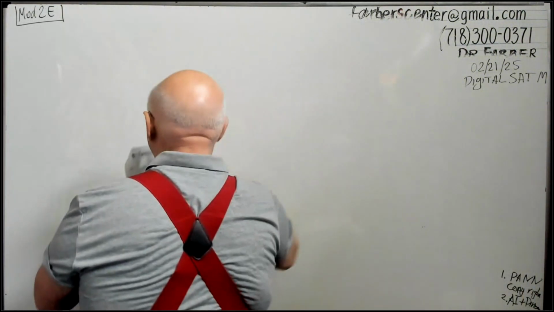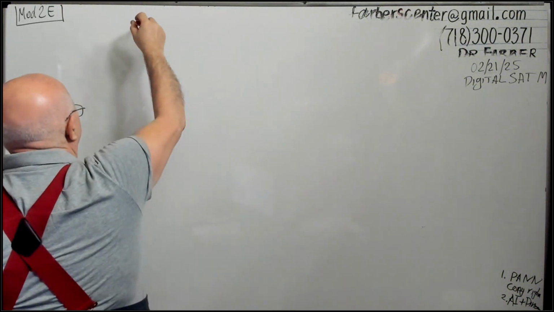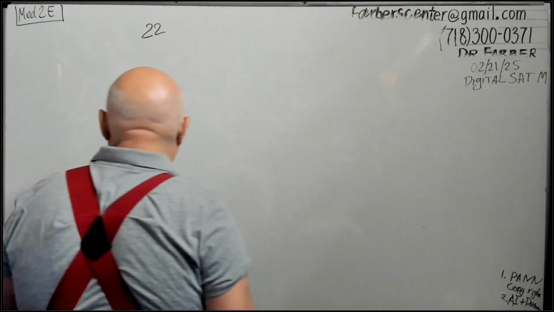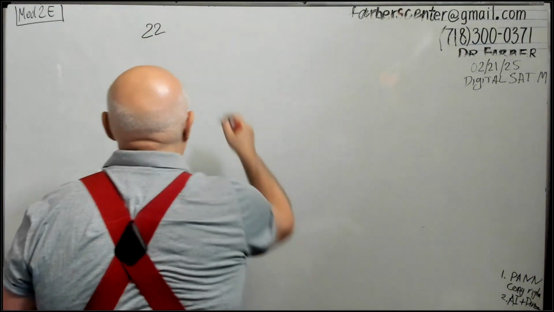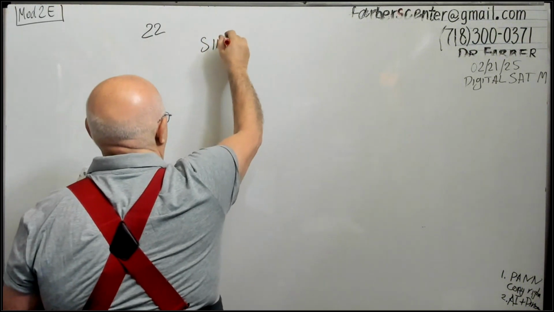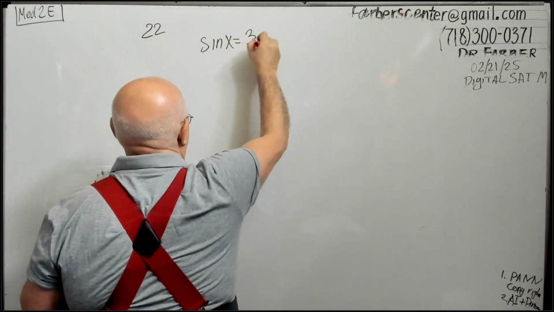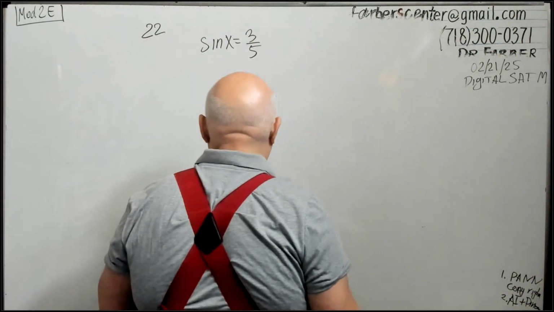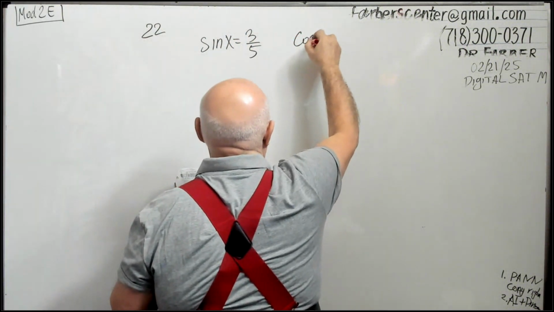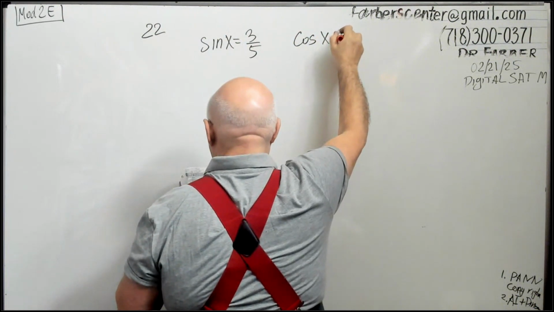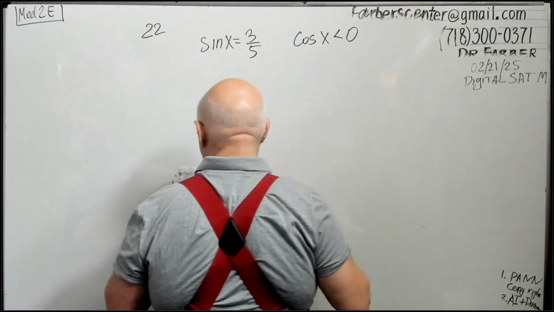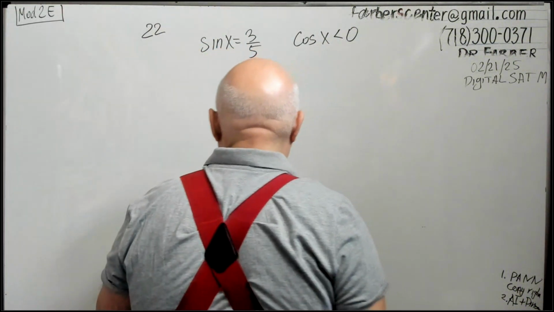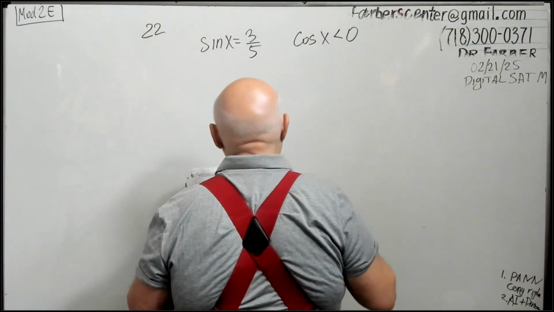In 2E22, we have sine of x equals 3/5. Cosine of x less than 0. Find tangent x.